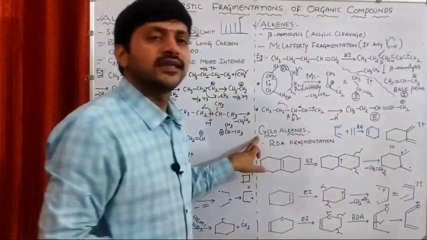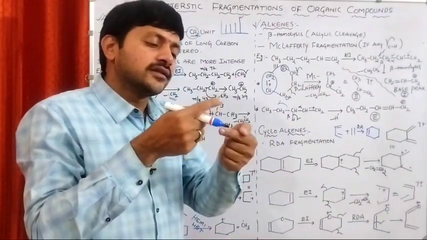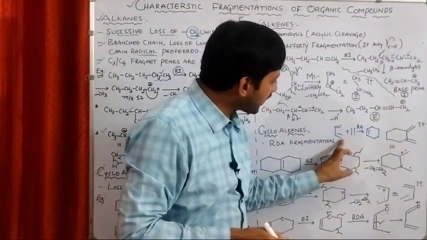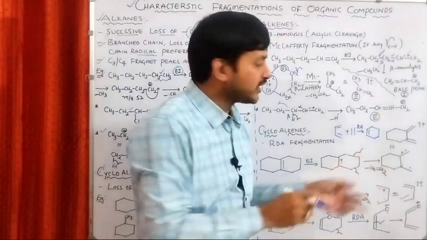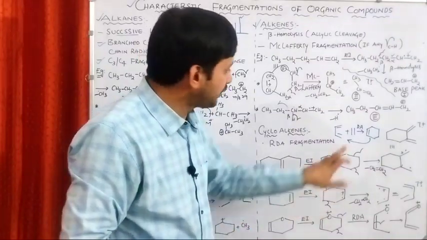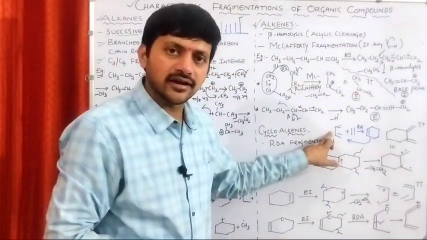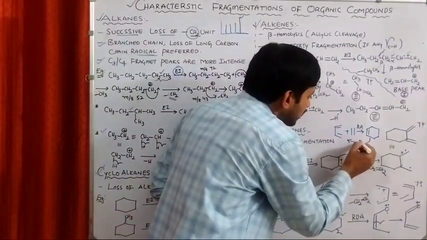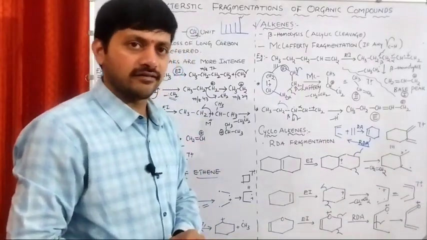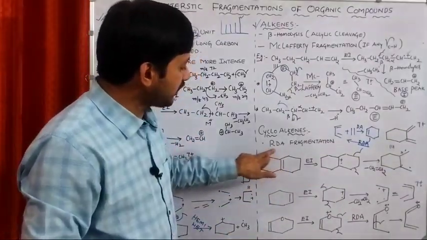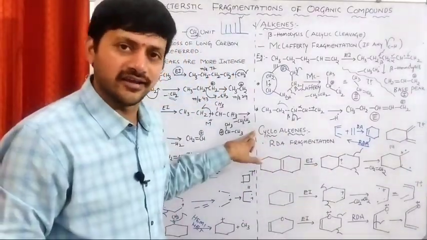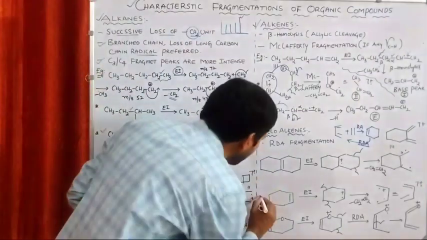In the case of cycloalkenes, what we observe is the reverse of the Diels-Alder reaction. See this one, these 2 olefins combine to produce a cyclic olefin. If the cyclic olefin is subjected to decomposition, what should we get? We will get a simple alkene and a conjugated alkene. The reverse process is commonly called the retro-Diels-Alder reaction. So what fragmentation is involved here? Retro-Diels-Alder fragmentation is involved in the case of cycloalkenes. So what will happen? See this example.